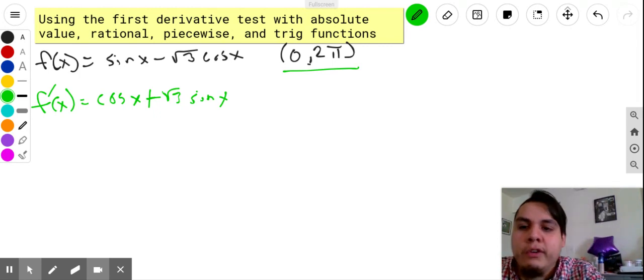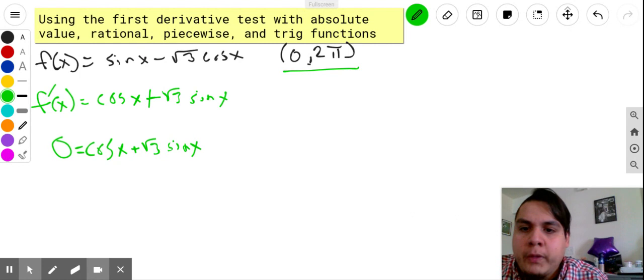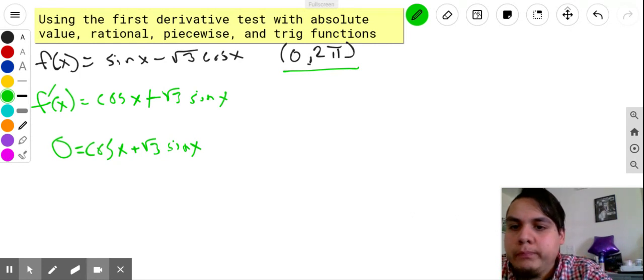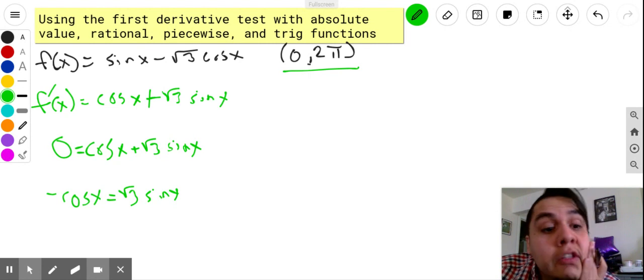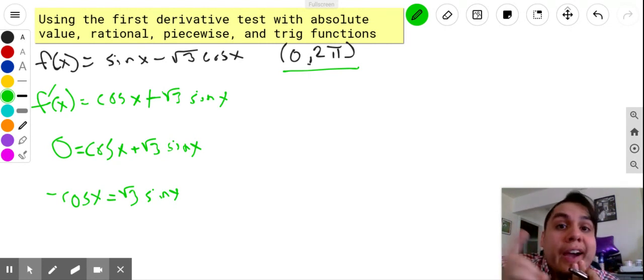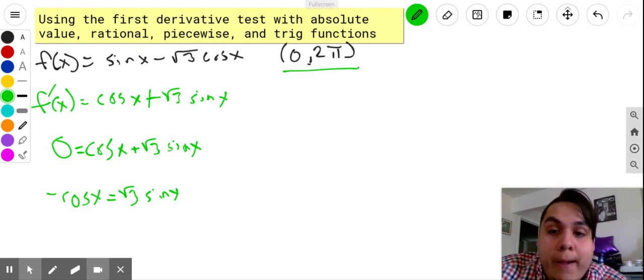All right, so I'm trying to figure out where this derivative will equal 0. So I want 0 to equal cosine of x plus radical 3 sine of x. So that means I want negative cosine of x to equal radical 3 sine of x. Okay, so I have sine and cosine. Ideally, this would just be either sine or cosine, but I don't have that luxury.